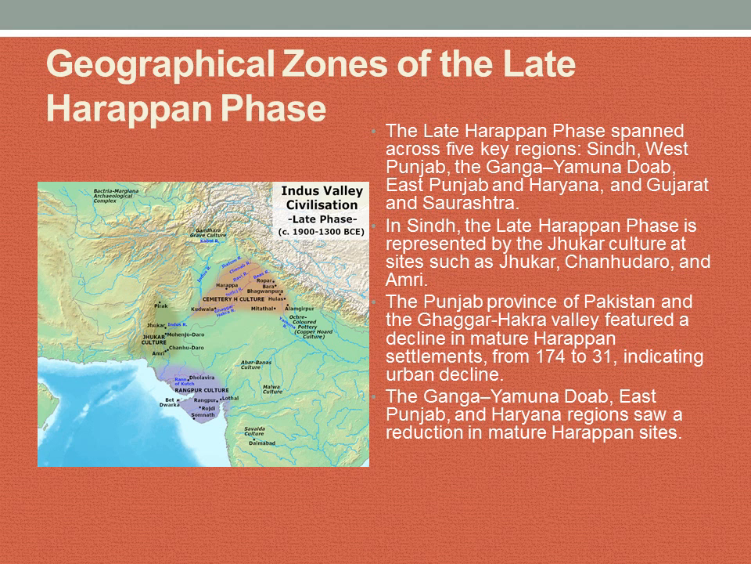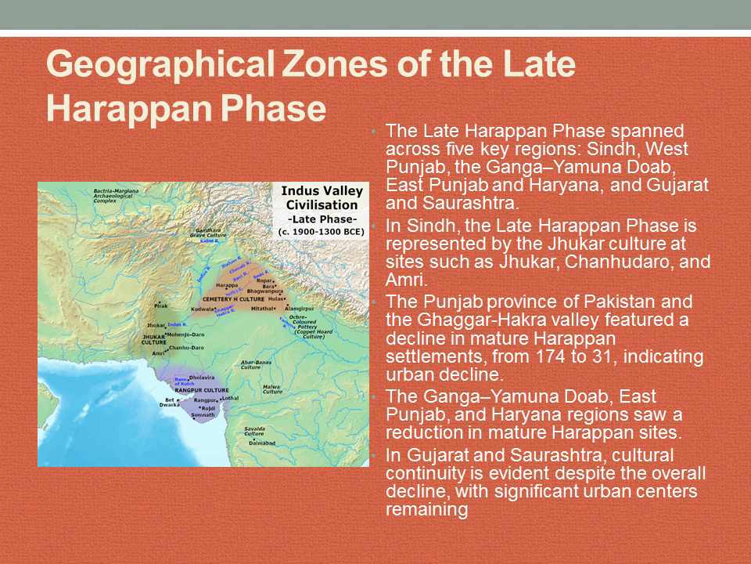The Ganga Yamuna Doab, which is the land between the Ganga and Yamuna rivers and is very fertile, along with East Punjab and Haryana, saw a reduction of mature Harappan sites. So in these areas also there was a reduction of mature Harappan sites. In Gujarat and Saurashtra, which is in the southern part of the Indus Valley culture, cultural continuity is evident despite the overall decline, with significant urban centers remaining. So there was an overall decline, but significant urban centers were still remaining in the area of Gujarat and Saurashtra.